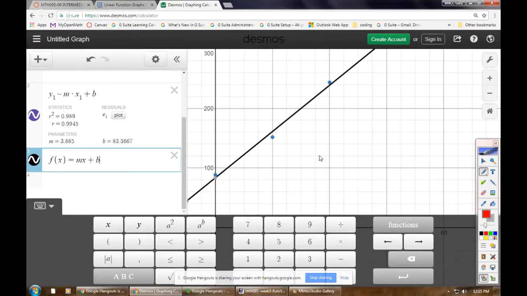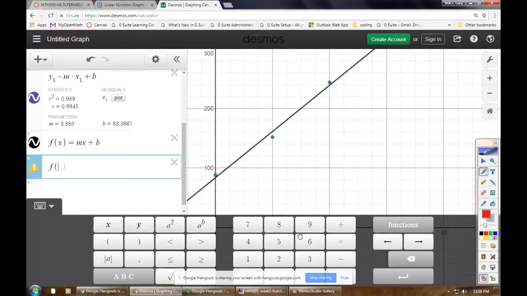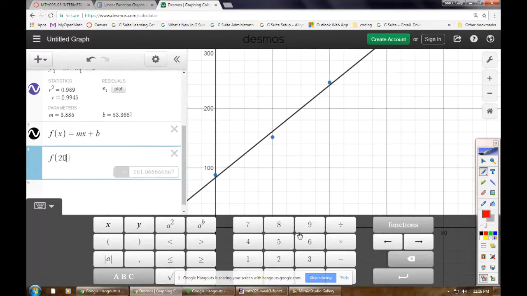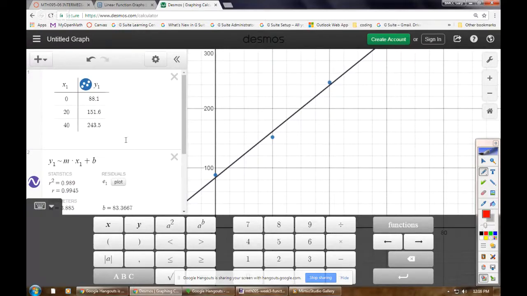And so it made this black line that sits on top of the purple one, because it's the same m, that 3.885, and the same b. So notice that's pretty darn close to the slope we found, coincidentally, because it's a simple example with 3 points. Then I can say, all right, what is f of 20, that middle one? It says it's 161.06-ish, and the actual value is 151.